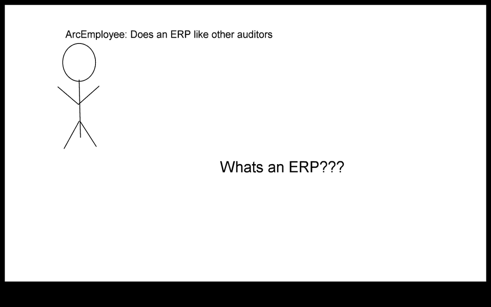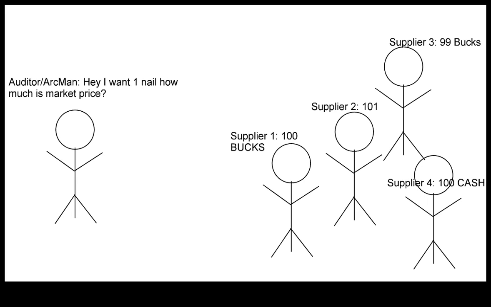Now what ARC does, besides just putting it on a blockchain, is we do an ERP in this price leakage case. In an ERP, we essentially do what current auditors do. We will have a team of auditors that will do what is called a discrete market price check. So they basically call up hundreds of suppliers of nails and work out an average market price.